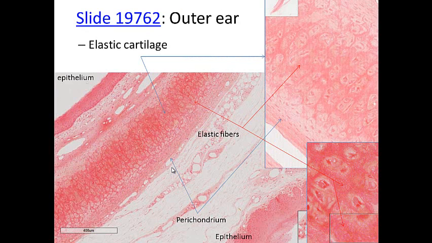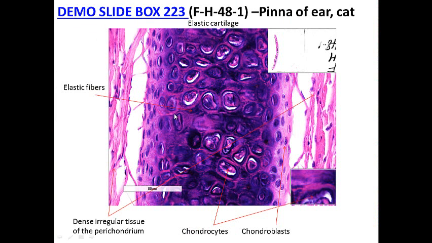If we look at the ear, this is the outer ear, and we can see epithelium here, there's epithelium there, so we've got skin on both sides of the ear. But if you look at the elastic cartilage, it looks like hyaline cartilage. Isogenous groups are not as big, but you have elastic fibers in between, and that's what we see, the elastic fibers for the elastic collagen. And here we can see this is a pinna of the ear of a cat, and you can see blue here is the elastic fibers that you can see there.